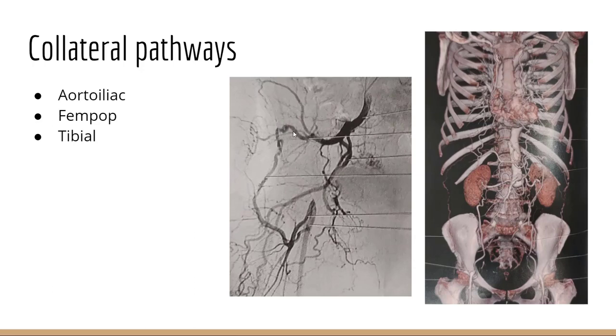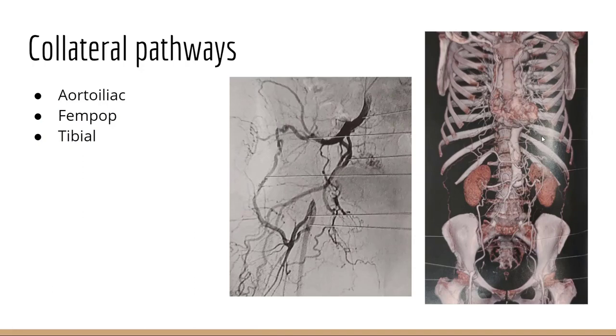In this DSA image, we're seeing the superior gluteal giving a nice juicy collateral to a profunda collateral, which then supplies the SFA. And this is actually quite nice and robust, which suggests chronicity, but also perhaps adequate blood flow. Of course, we won't know that until we talk to the patient and learn their symptoms and possibly perform an ultrasound.